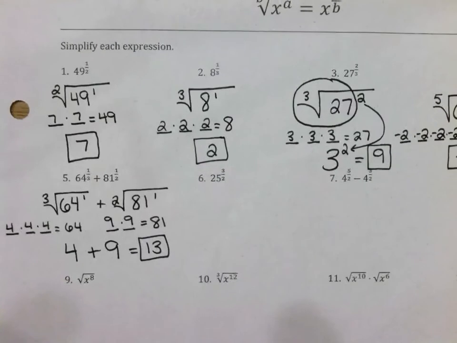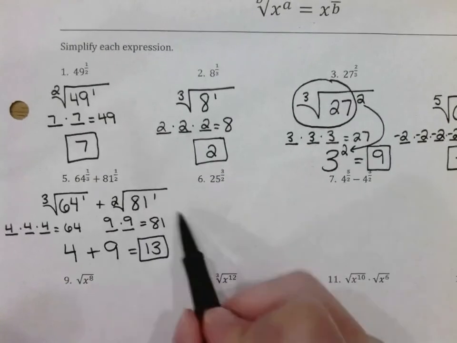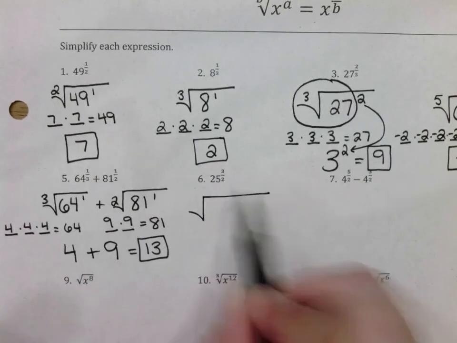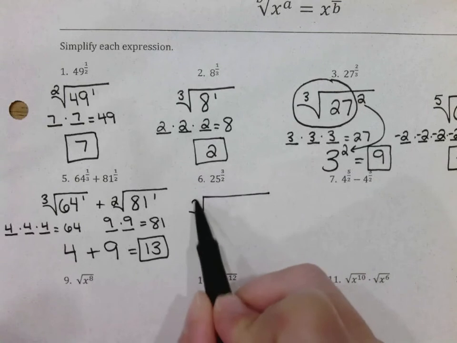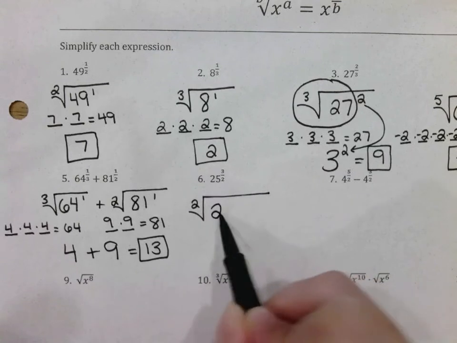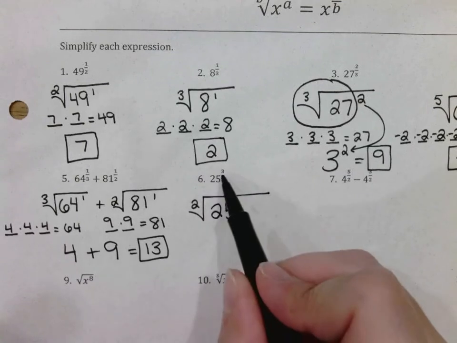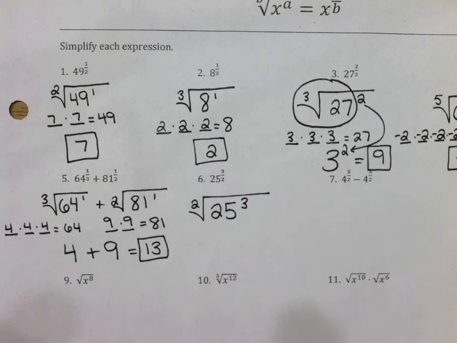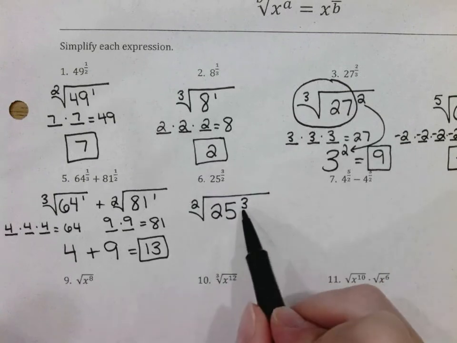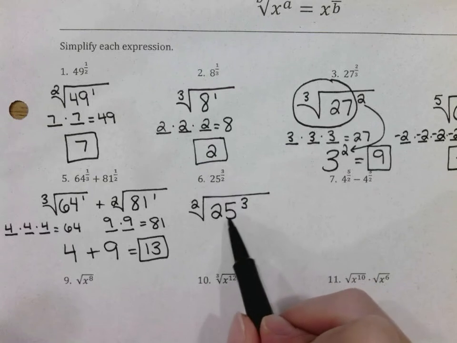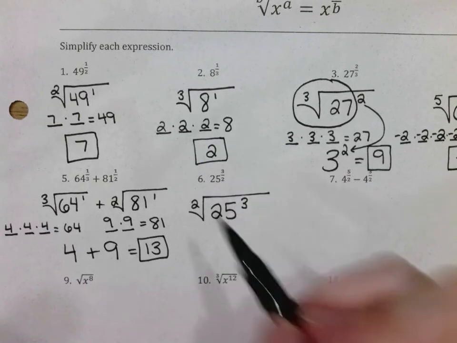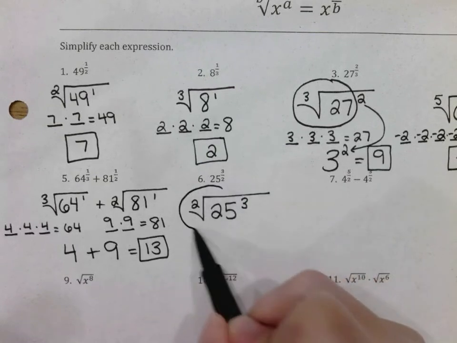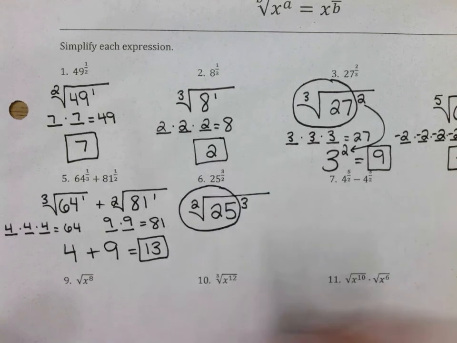Okay, for number 6, draw my radical. I know my index is going to be 2. My radicand is going to be 25 to the third power. And we can do the trick again because I don't want to know what 25 to the third power is. 25 times 25 times 25, that's going to be a really big number. So let's do this shortcut here.